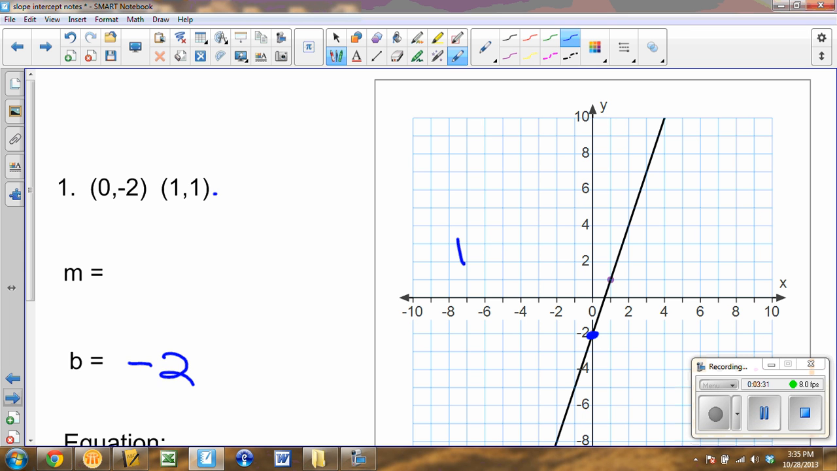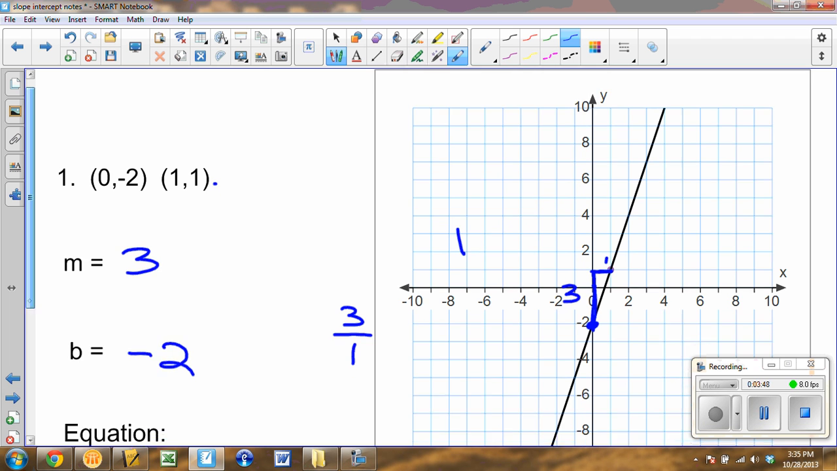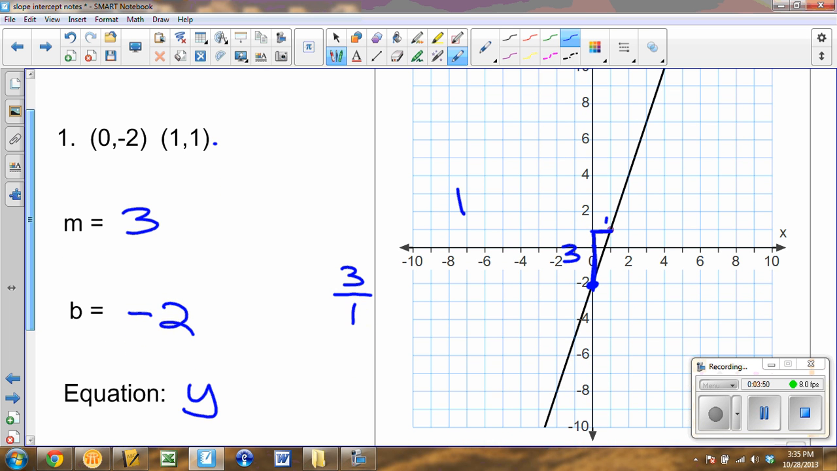And then my slope, I can find that from my 2 points here. So I'm going to rise 2, 3, and run 1. So it looks like I have a slope of 3 over 1, which is just a slope of 3. And then my equation then would be y equals m, which is 3, x, plus -2. And then again, I don't really need that plus there, so I can just write -2.